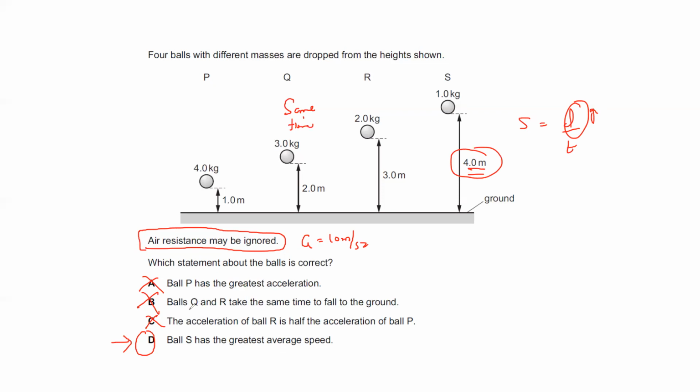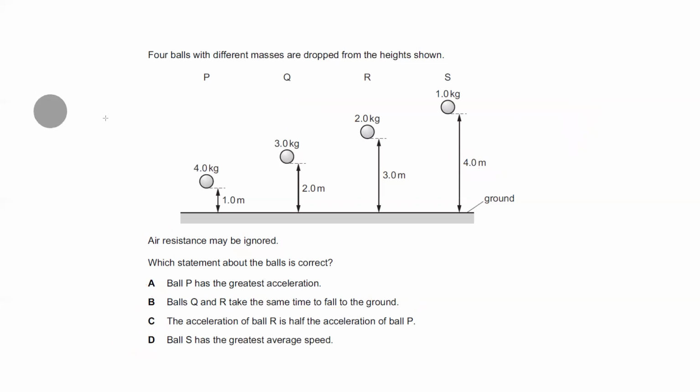Why not B? Because they mentioned Q and R take the same time to fall to the ground. But it is not only about Q and R. They're not dropped from the same height. If it was dropped from the same height, for example, if I drop Q and R from the same height, then they will take the same time to hit the ground.